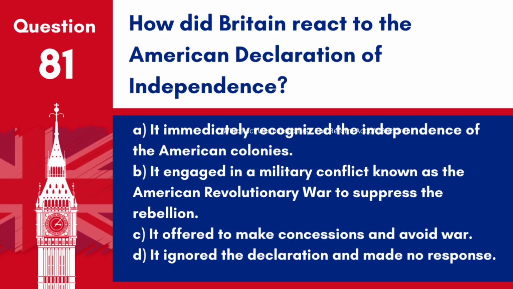Question 81. How did Britain react to the American Declaration of Independence? A. It immediately recognized the independence of the American colonies. B. It engaged in a military conflict known as the American Revolutionary War to suppress the rebellion. C. It offered to make concessions and avoid war. D. It ignored the declaration and made no response.